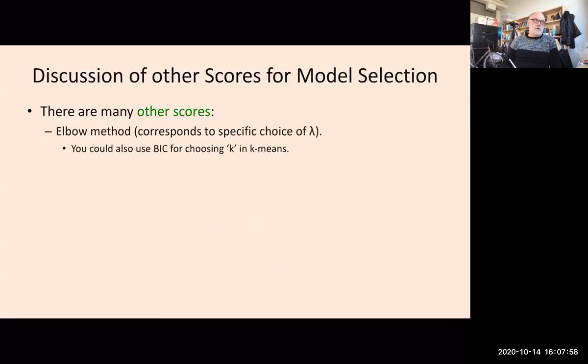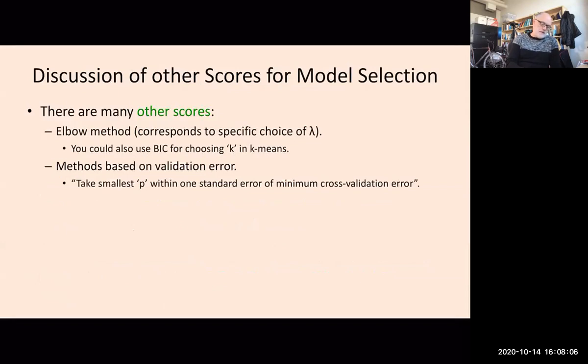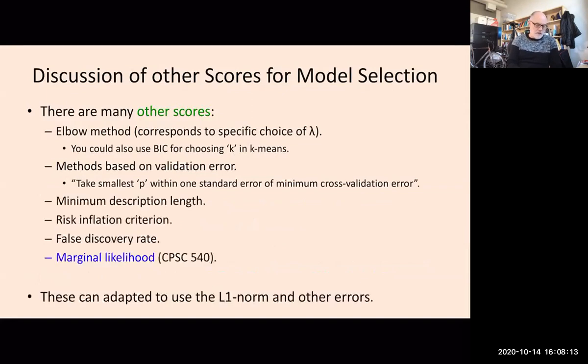And there are other scores. There's elbow methods, which corresponds to choosing a specific choice of lambda. Methods based on validation error rather than test error. Take the smallest p within one standard deviation of the minimum cross-validation error, blah. There are all sorts of things, but really what you should think about is maximizing evidence or marginal likelihood in a Bayesian modeling context.